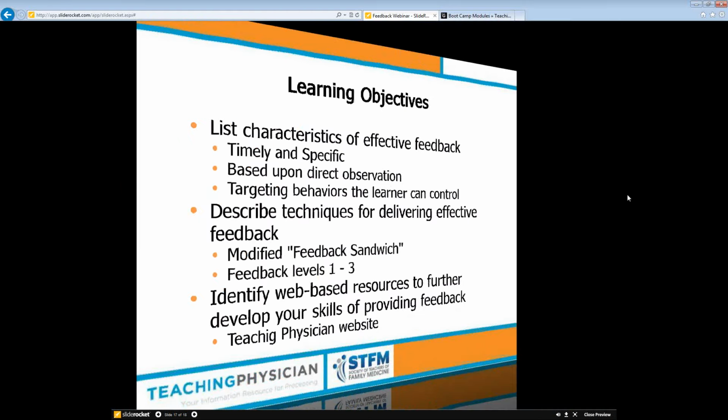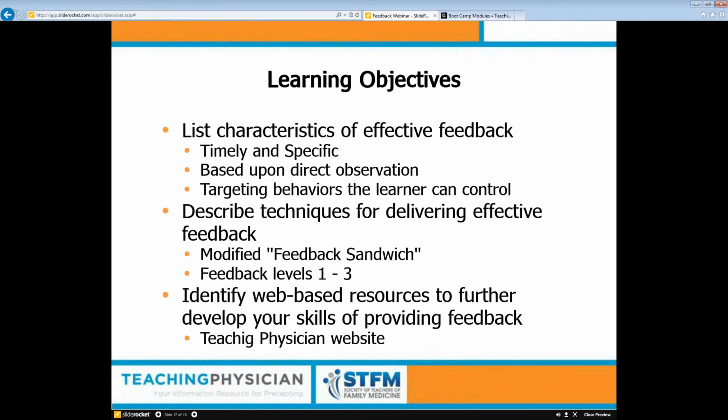If we look back at our learning objectives, we can list characteristics of effective feedback. If we think of that T time, we can describe techniques for delivering effective feedback. We've got that modified feedback sandwich. We've got ways of doing the human video recorder, level 1, expressing some of your concern, level 2, and then your prediction on what's likely to happen if they continue this behavior or if they modify the behavior in the future. And then identifying your web-based resources. You've got tons of resources on the Teaching Physician website, and I'll correct that little typo that's on there I just noticed. It also links out to those boot camp modules.